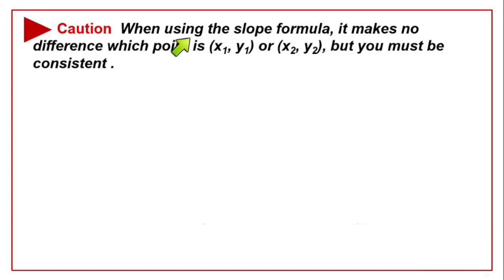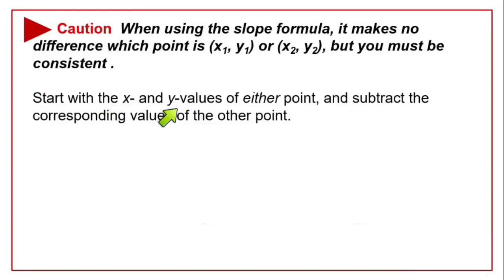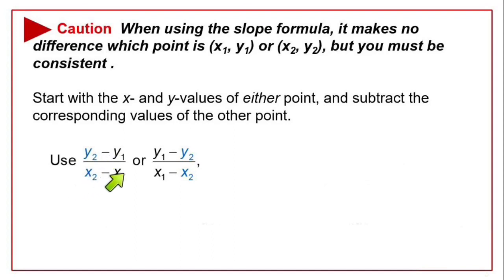Now there's one thing we need to be careful about here. When we're using the slope formula, it does not make any difference which point you call x1, y1 or x2, y2, but you must be consistent. Start with the x and y values of either point and then subtract the corresponding value for the other point. So you could have y2 minus y1 over x2 minus x1. That's the way we usually see the formula written. But since the 1's and 2's are interchangeable, you could also have y1 minus y2 over x1 minus x2. See, that's not going to change the answer. It's still going to give you the same slope.